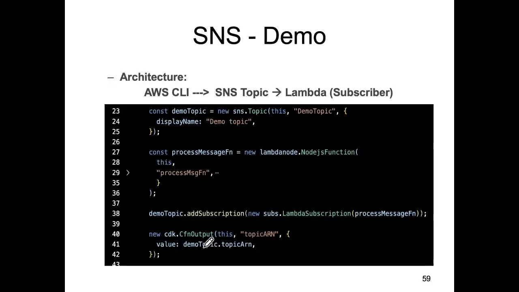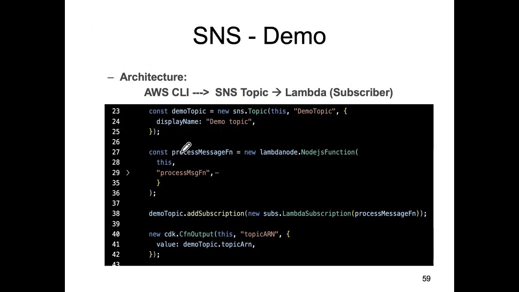Let's do a very simple demo. My demo is on my publishing side. I'm just using the AWS CLI. It's going to publish a message onto an SNS topic. And I have a Lambda, which is the only subscriber to this topic. And we're just seeing excerpts of the code here. So that's okay. We've seen that before.